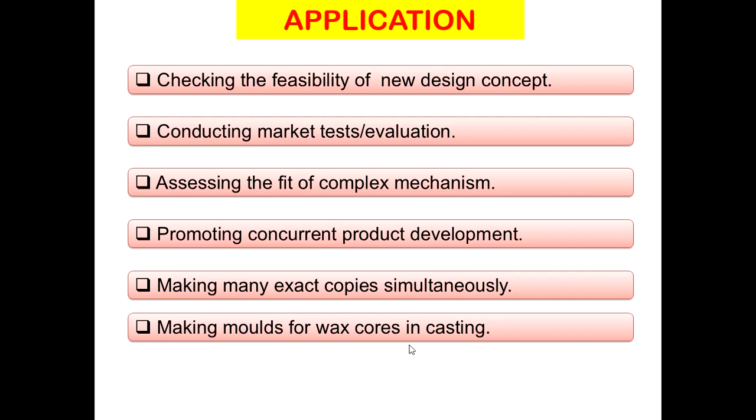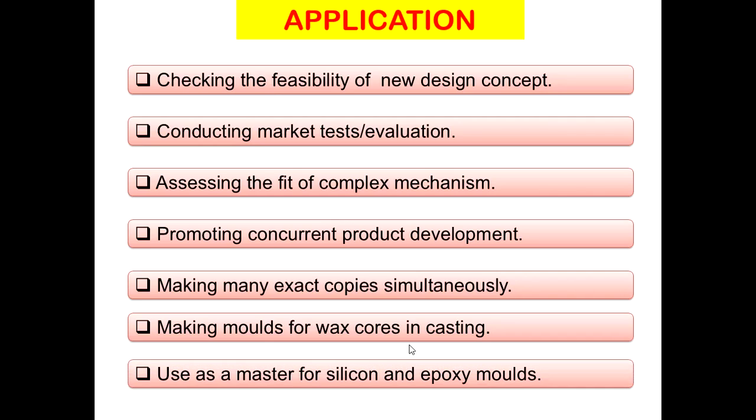Then it is used for making the molds for the wax cores in casting. We know the wax cores are used in casting, in the case of investment casting. So these molds of the wax cores can be manufactured with the help of this rapid prototyping. It is used for masters for silicon and epoxy molds also. So this is also the case of casting. In the case of silicon and epoxy molds, we can make the masters with the help of this rapid prototyping technology.